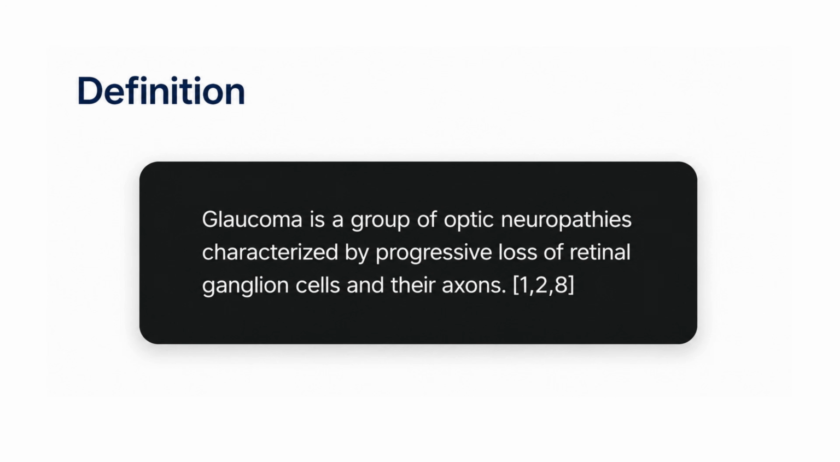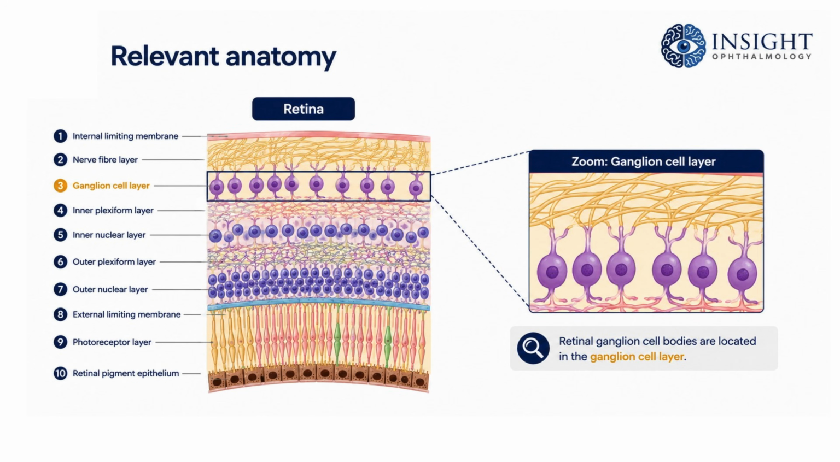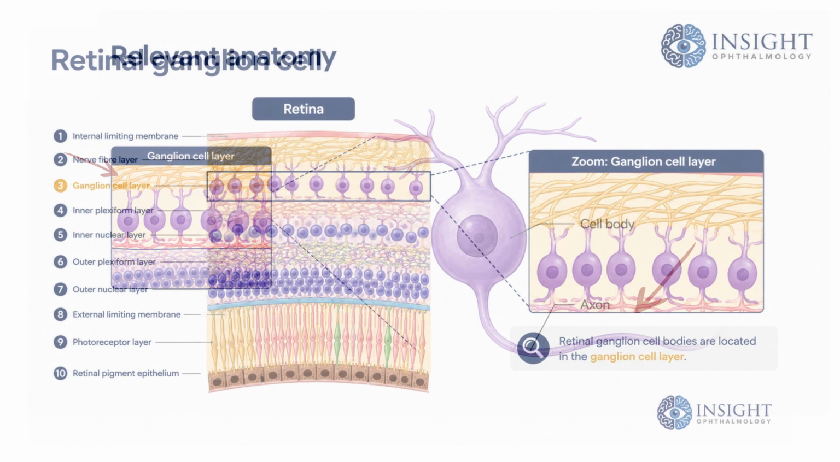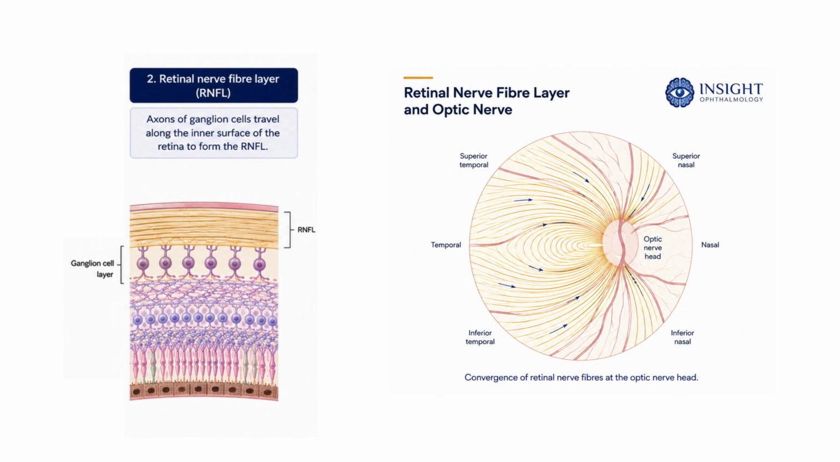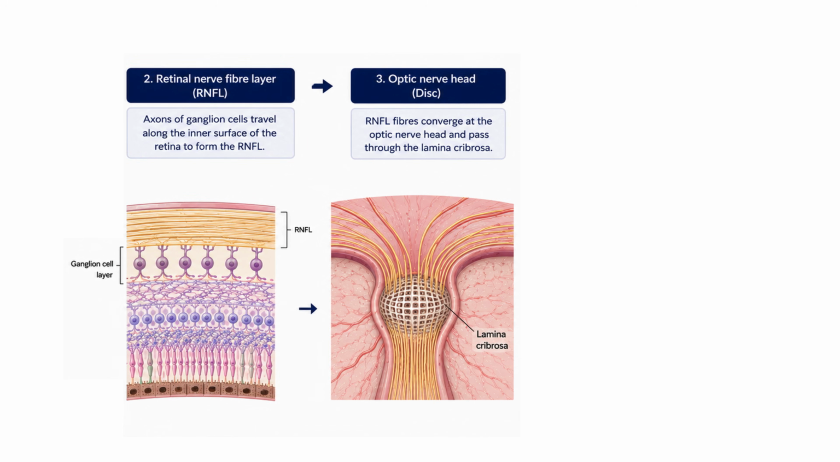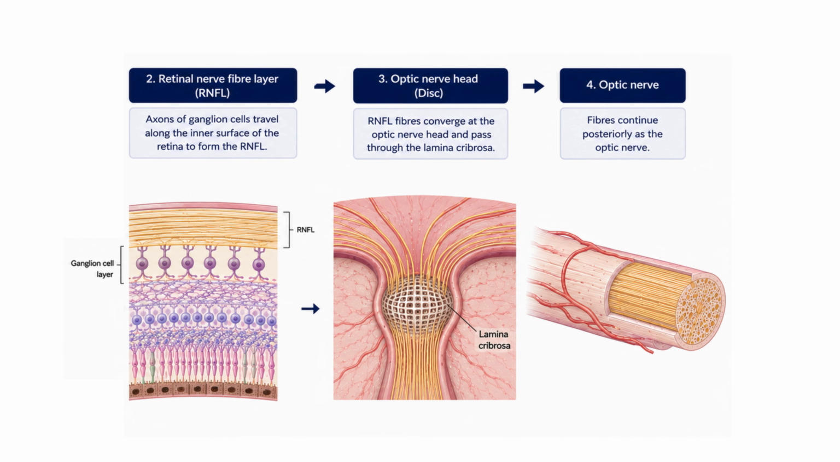To understand it properly, let us quickly revisit the relevant anatomy. The retina contains several layers. Retinal ganglion cells are among the inner retinal neurons. Their cell bodies lie in the ganglion cell layer. Each retinal ganglion cell sends out an axon. These axons travel along the inner surface of the retina and together form the retinal nerve fiber layer. The nerve fiber layer then converges at the optic nerve head. From there, these fibers continue as the optic nerve.